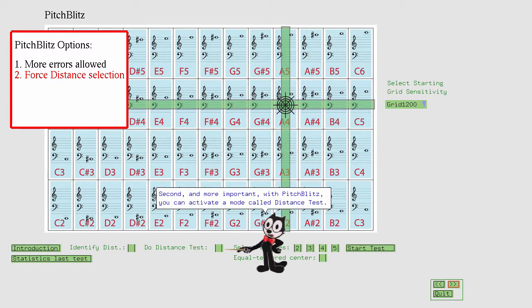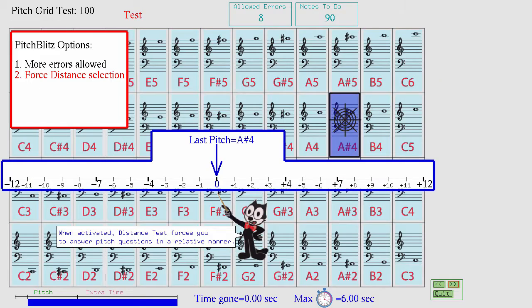Second, and more important, with Pitch Blitz, you can activate a mode called Distance Test. When activated, Distance Test forces you to answer pitch questions in a relative manner.